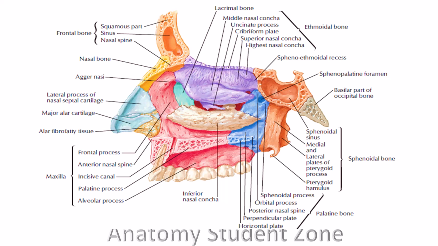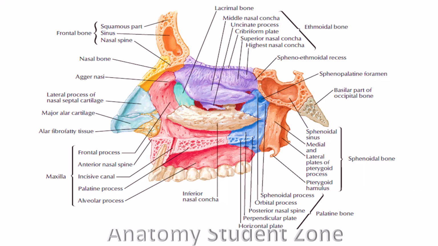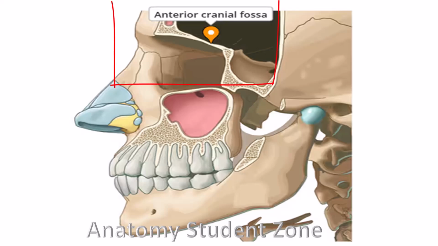At the back we can see the sphenoid bone over here. So in this way the roof, front, central part and the back, is formed by these bones. And you know, from the roof, infection can spread to the anterior cranial fossa.